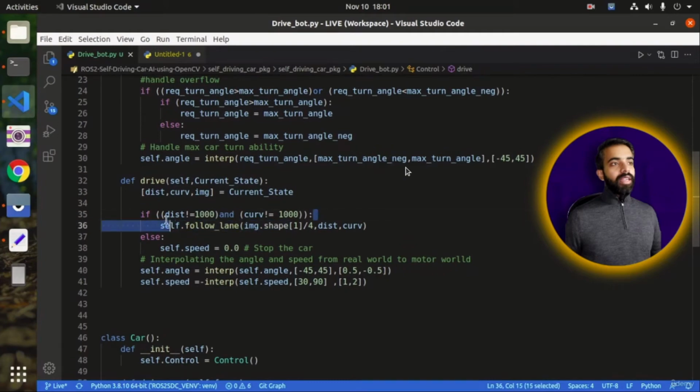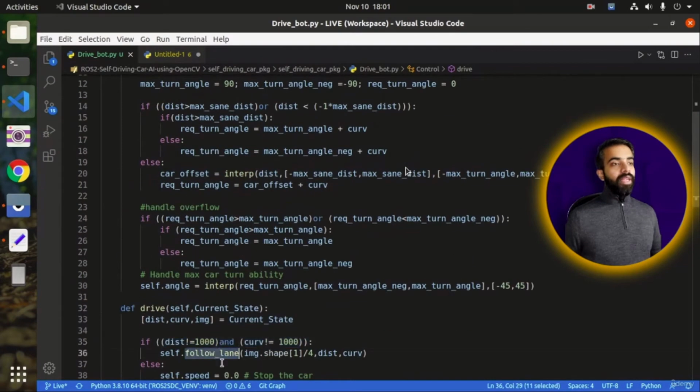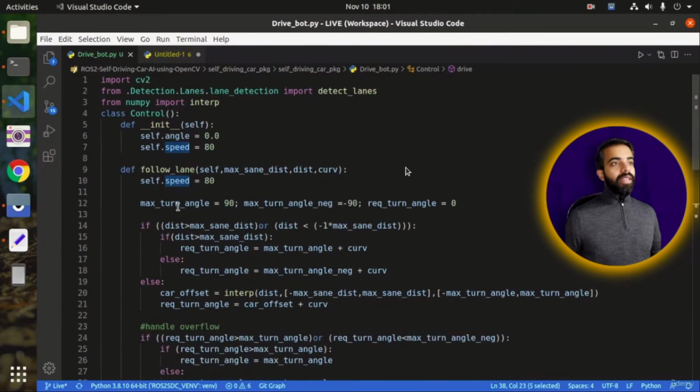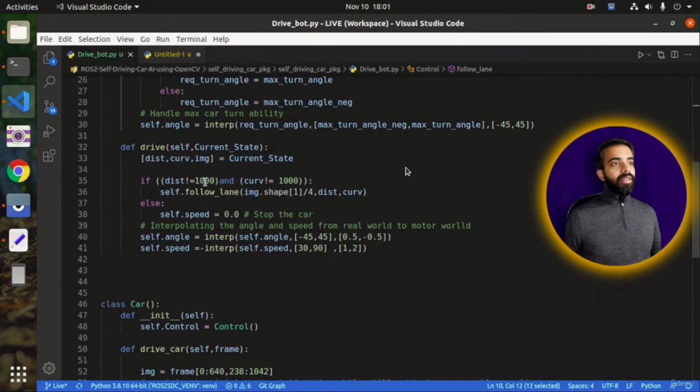If the distance and curvature are valid values, then the follow lane function estimates the required turn angle and updates the self.angle. And the self.speed is initialized to 80. Otherwise, if the given error values were incorrect, representing a misdetection of the lane, then the self.speed is simply set to 0 to stop the car. And then once you have the angle and the speed, we simply interpolate them from the real world values to the motor values, which the motor needs to be set at to achieve those real world values. So once you have done that, we have the self.angle and self.speed updated to follow the lane.